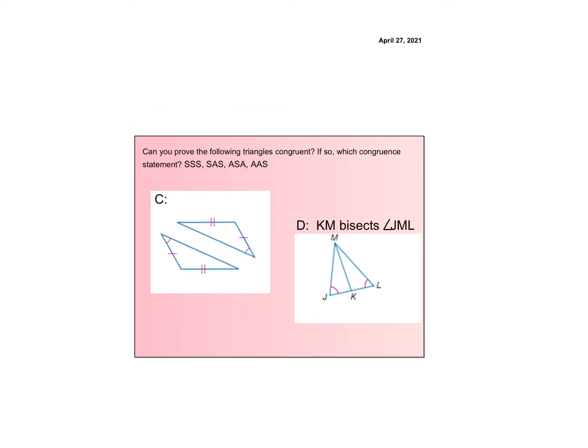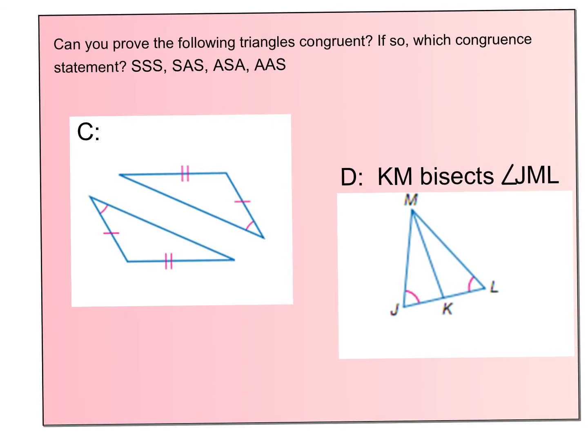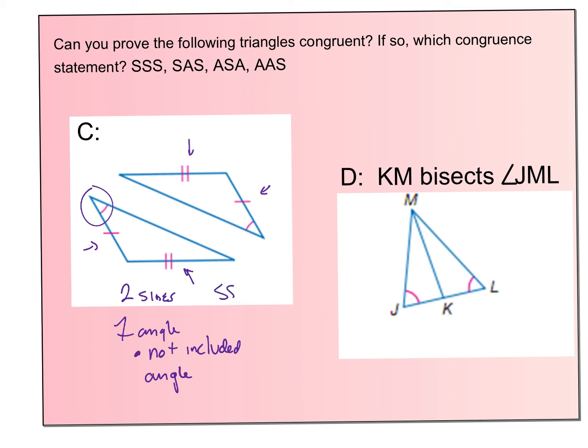So now let's take a look here. So let's see. This one, I have 2 sides. This one and this one. And I've got 1 angle, but it's not the included angle. So there's no side, angle, side. That wasn't one of our options. So this one cannot be proven. That one can't be proven.